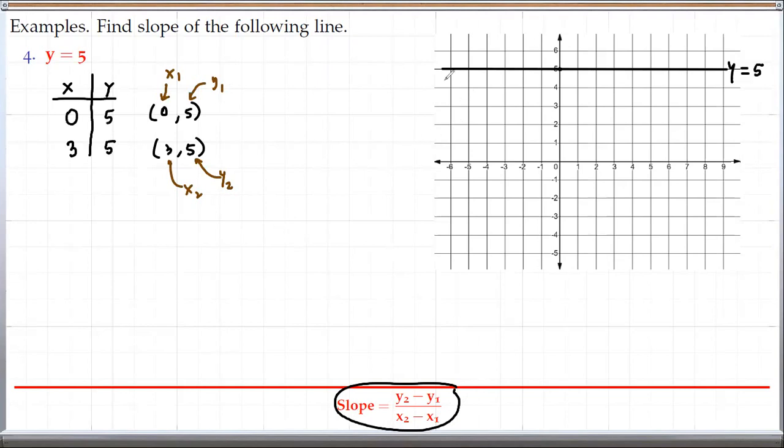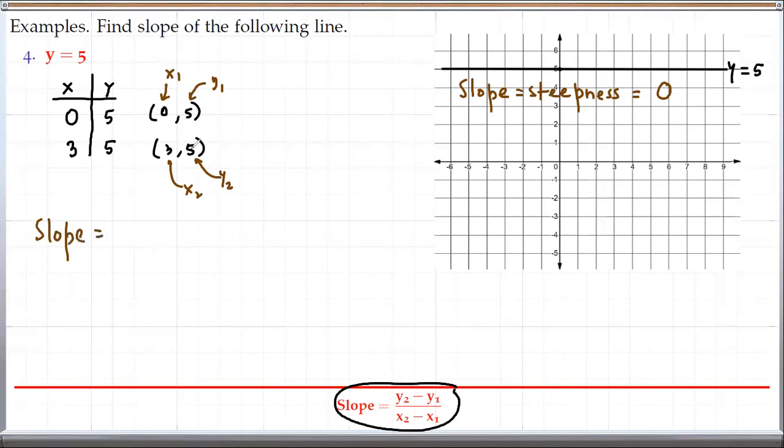Before we do that, let's look at the graph of this equation. The graph is a horizontal line. Earlier we said slope is steepness. If we look at this graph, what is the steepness here? There is no steepness at all because it's a flat horizontal line. It's not steep at all. So the slope would be 0. And that we can verify by using this formula.